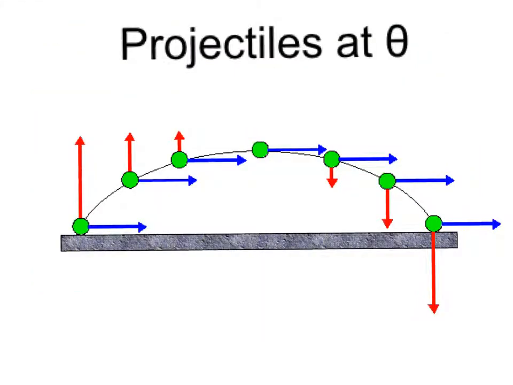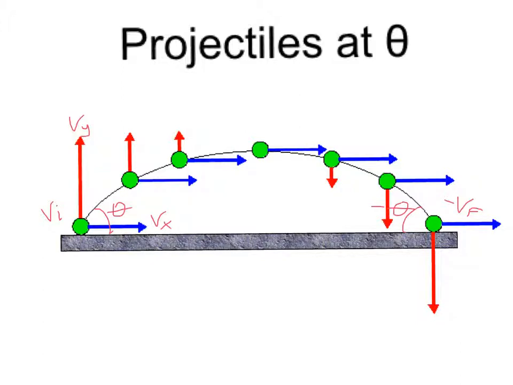Now let's look at some of the basic assumptions about projectiles launched at an angle. First, the angle with which it is launched is equal to the angle with which it lands, but in the opposite direction. Likewise, the velocity with which it is launched is equal to the velocity with which it lands, but in the opposite direction. Velocity, being a vector, has a y component, vertical, as well as an x component, horizontal.